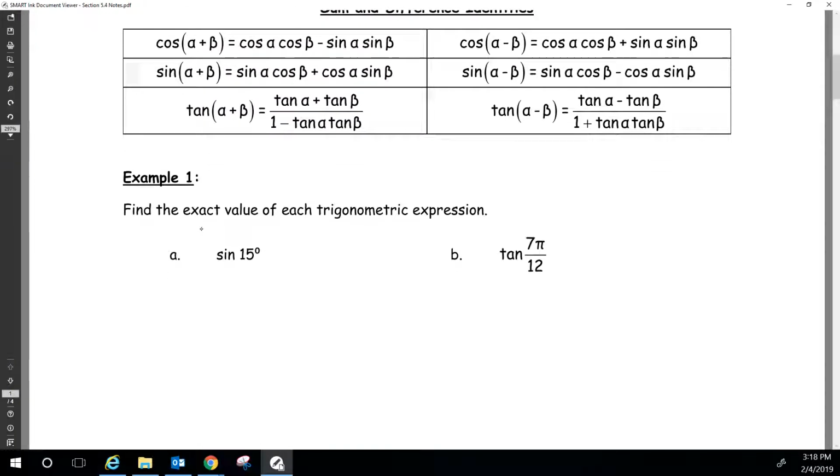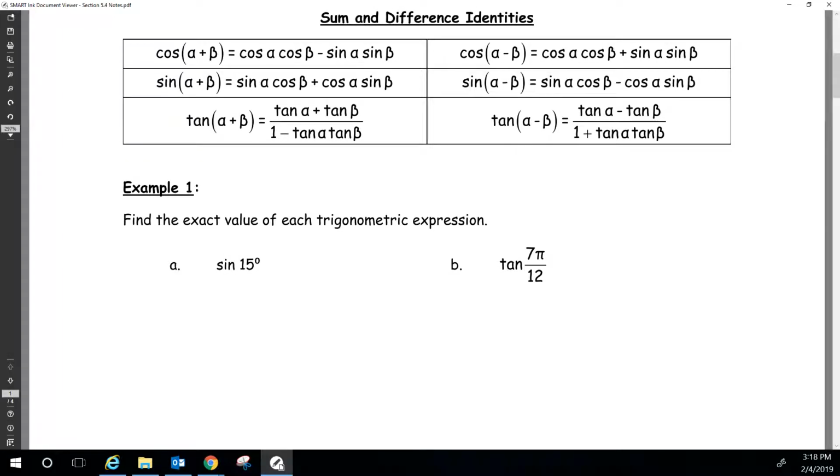If you look at example 1, it says find the exact value of each trigonometric expression. So sine of 15 degrees. What's the problem with that? It's not on the unit circle, so we don't know the exact value for it. And you could say, well, we can just plug it into a calculator. Well, plugging into a calculator doesn't give us the exact value. It gives us a decimal approximation. An exact value would have square roots in it and fractions, and it's going to be ugly, but it is the exact value of it.